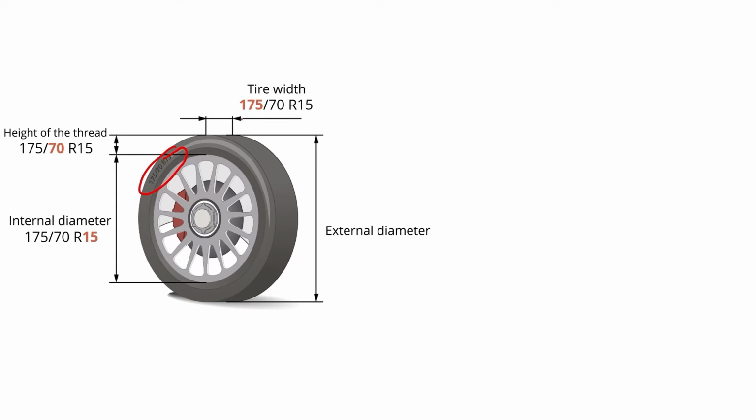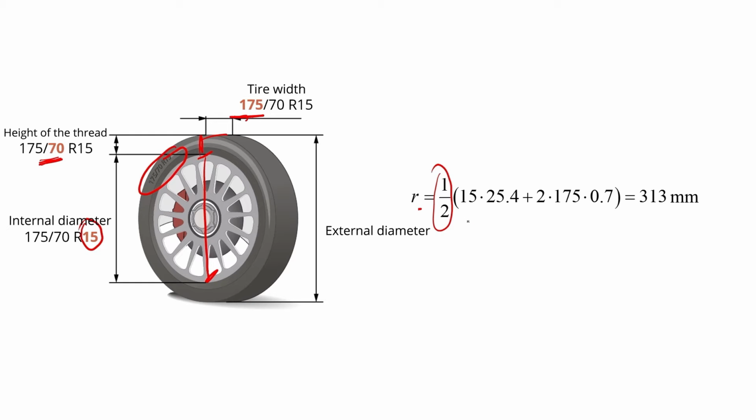The number shown first in the marking, 175, is the tire width. The second number, 70, is the sidewall height expressed as a percentage of the tire width. Finally, the number 15 indicates the internal rim diameter of the wheel in inches. The radius is half of the wheel diameter. The diameter is calculated as the sum of the wheel rim diameter, converted into millimeters, plus 2 tire heights. Then the radius is 313 millimeters.